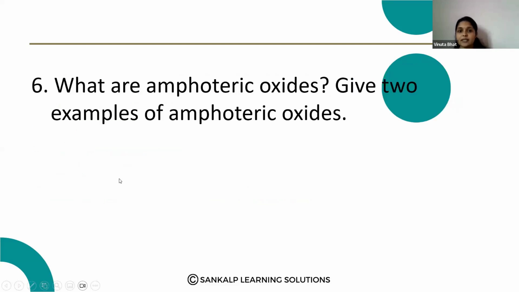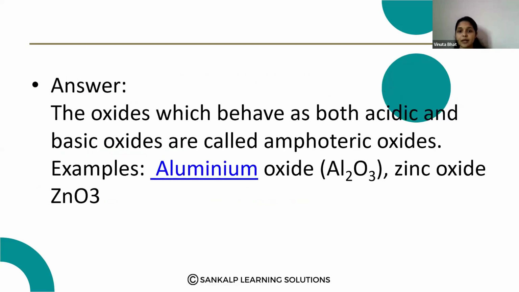What are amphoteric oxides? Give two examples of amphoteric oxides. The oxides which behave as both acidic and basic oxides are called amphoteric oxides. When they react with acids, they form salt and water, and when they react with a base, they also form salt and water. So they behave like both acidic and basic oxides.